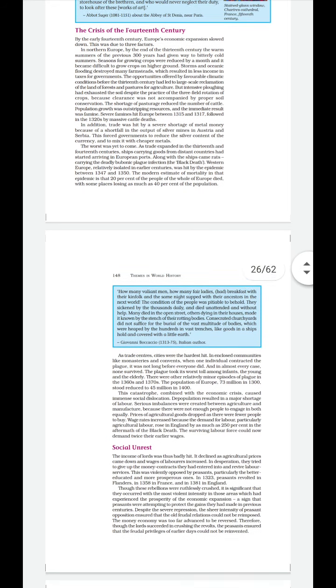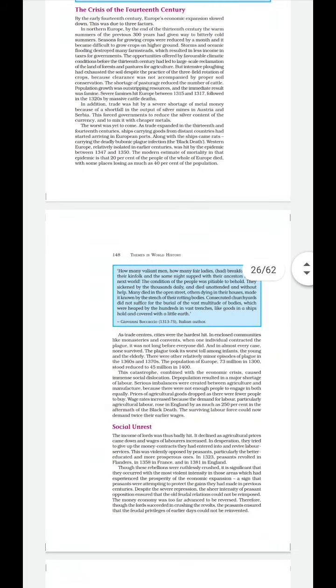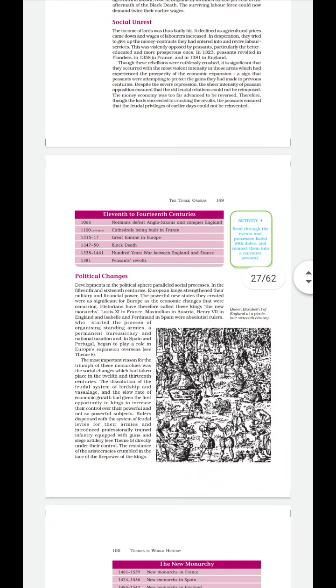So next is the social unrest. Now the income of the lord was badly hit. Why? Because in the early 14th century we have seen famine and epidemic badly affected the life of the people, isn't it?